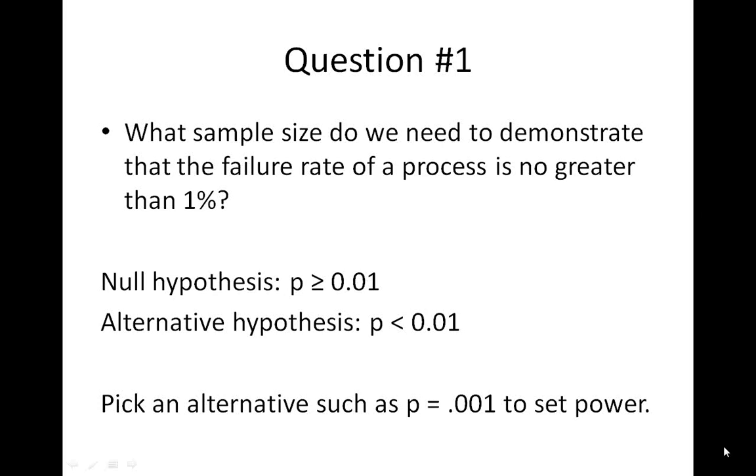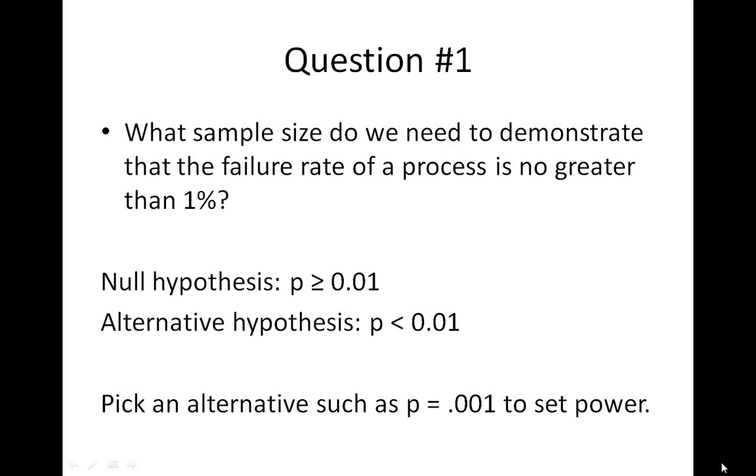Now, the way I would set this up is I'd basically set up two hypotheses. I'd set up a null hypothesis based upon P. P would be the proportion of items that fail. And I would say, okay, let's set up a null hypothesis that the probability of failing is greater than or equal to 0.01. As an alternative hypothesis, I'll say that the probability of failing is less than 0.01.